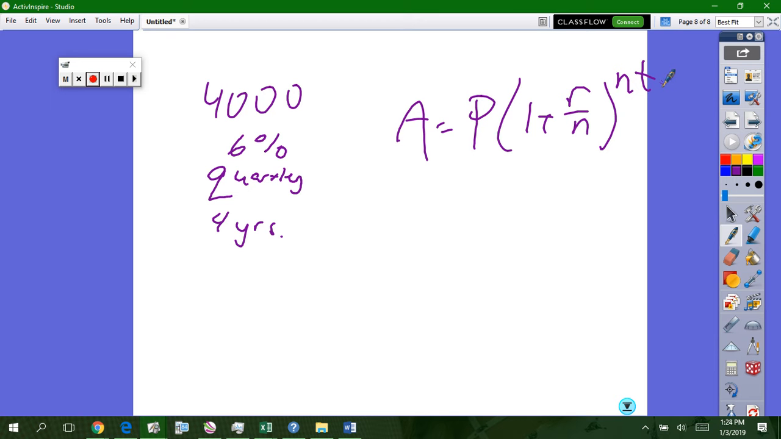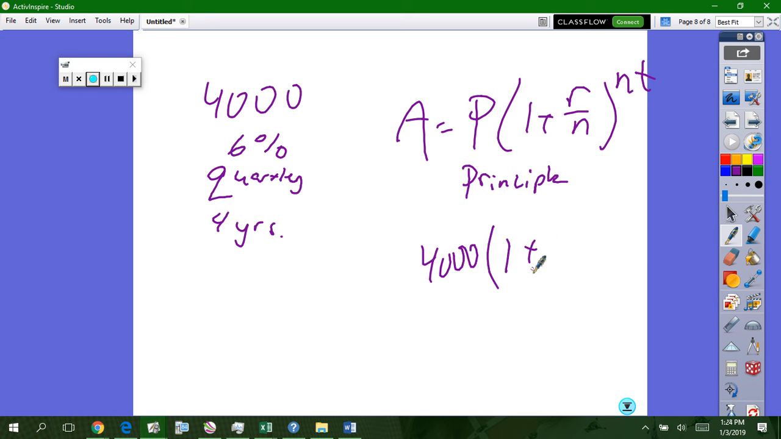With that being said, what do you think the P is out of all those numbers? It is the 4,000. It's called our principal, what we start out with. This is the principal. Okay, so I put 4,000.